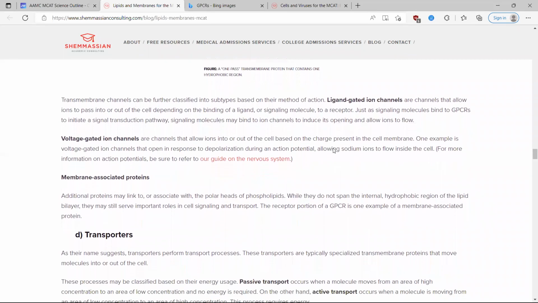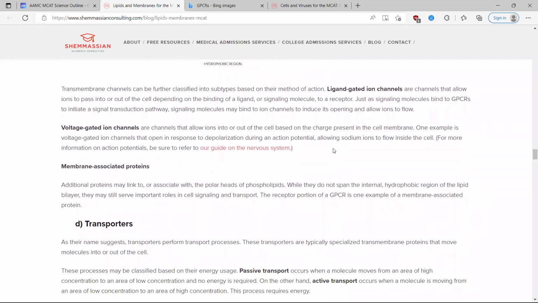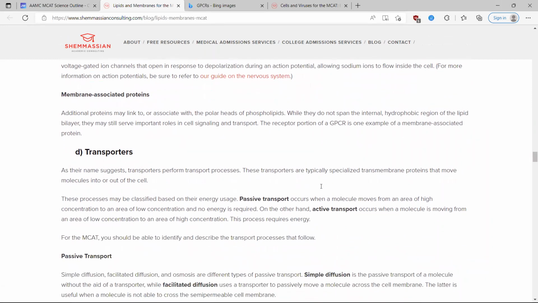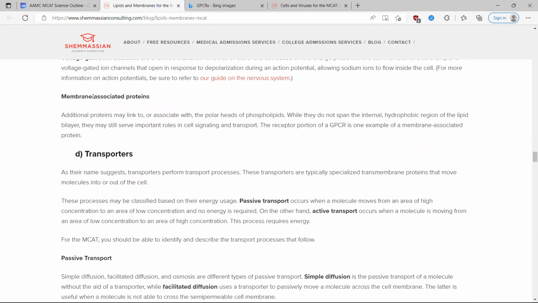We'll talk more about that when we get to action potential. You'll see that very commonly. Voltage gated ion channels, again in action potentials, open automatically when the cell membrane reaches a certain voltage. We're going to talk about that in depth when we come to action potential. And then there are also membrane associated proteins, proteins that are not actually embedded within the membrane itself, but attached or associated with a protein.